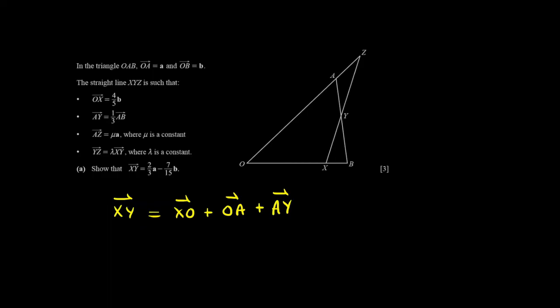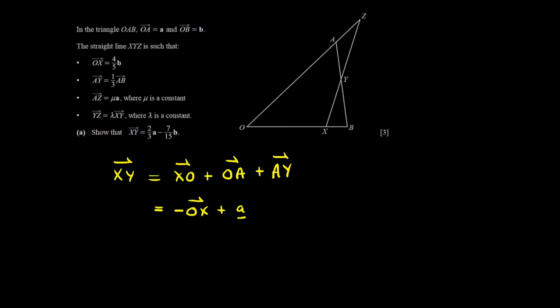Well, then we just got to fill in what these are. The vector XO is the opposite of going O to X, so I can actually replace XO with minus OX. OA, well, that's just the vector A, isn't it? And AY, in the question we're told, is 1/3 of AB, so I'm going to replace AY with 1/3 of AB. Now, OX, we're told in the question, is 4/5 of B. So I'm going to replace that with minus 4/5 of B plus the vector A plus 1/3 of AB.